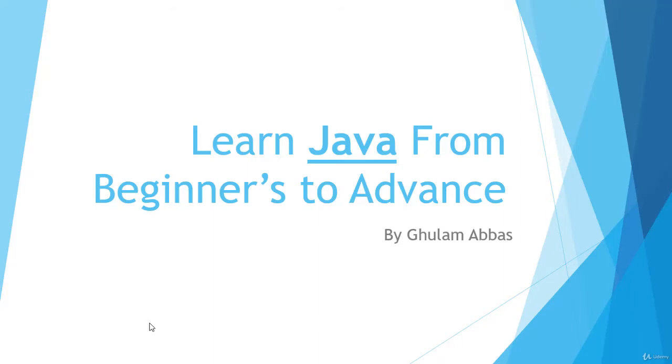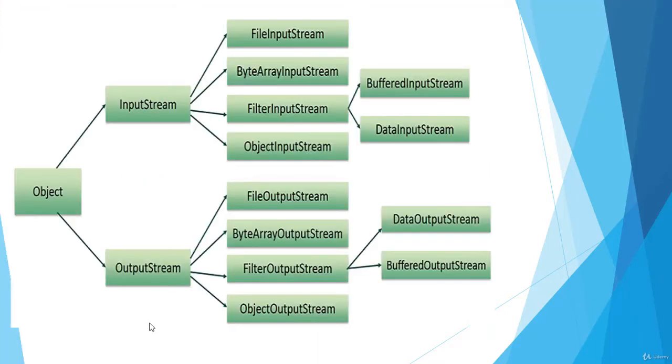In our previous video, we discussed the data output stream class, and in this video, we will discuss the data input stream class. So let's see what the data input stream class is. First of all, you can see in the hierarchy that the data input stream class is the child class of the filter input stream class. So let's see what it is and what type of methods are present in this class.